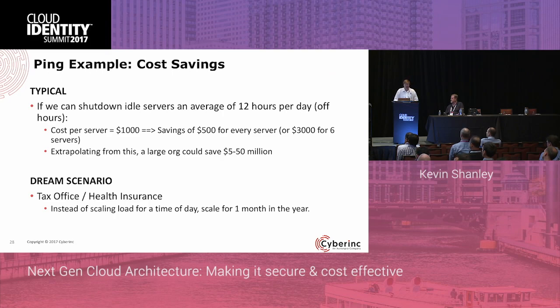And if we have a cost per server of, say, $1,000 per server per year, and we're able to shut them down for half that time, well, that's going to end up saving us $500 per server per year. Doesn't sound like much, but then when you're one of these organizations that has 10, 50, 100,000 servers, you start talking real money, where it's $5 to $50 million in savings.